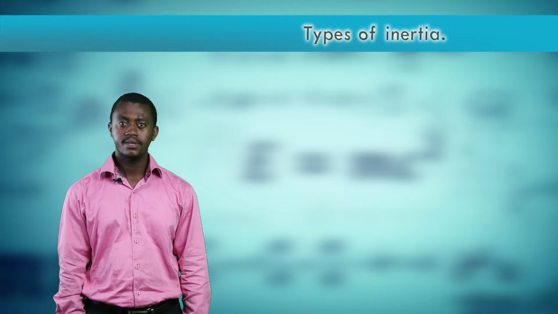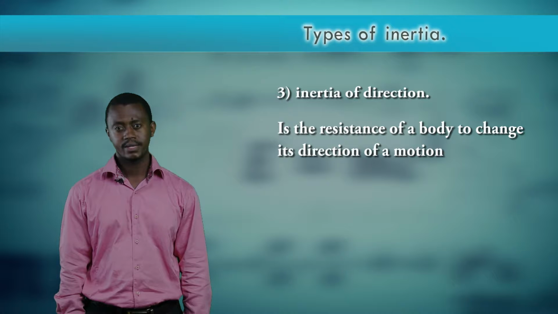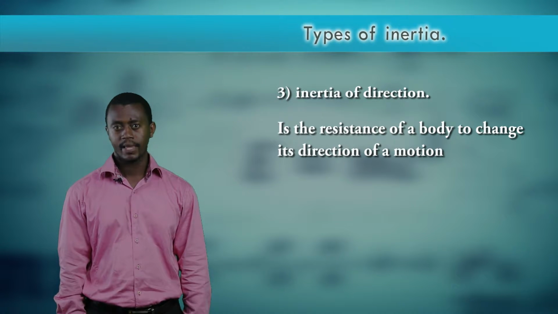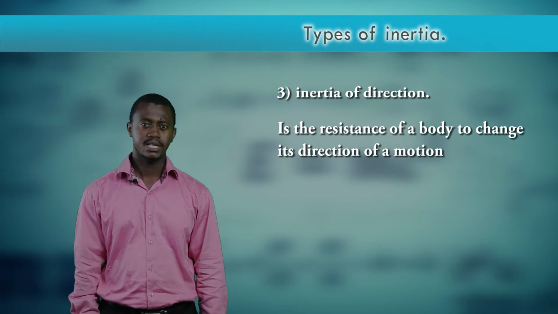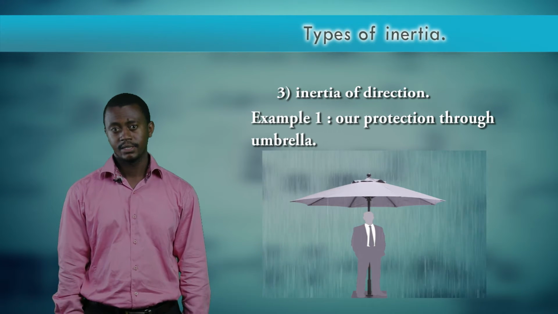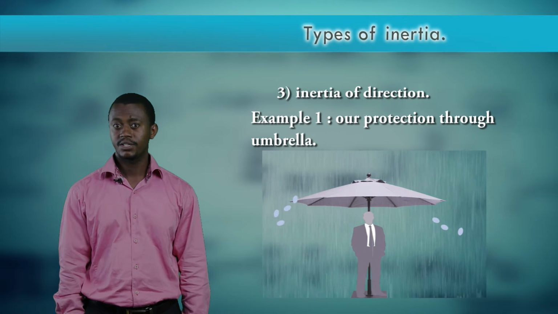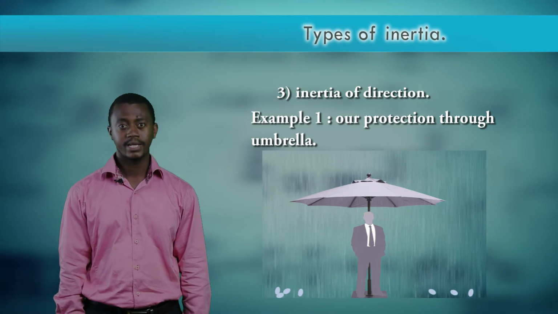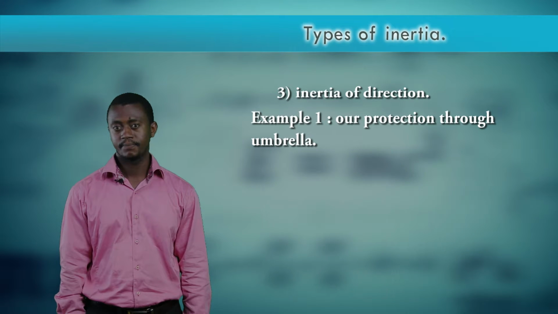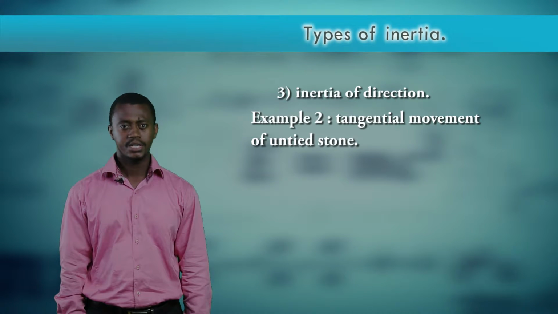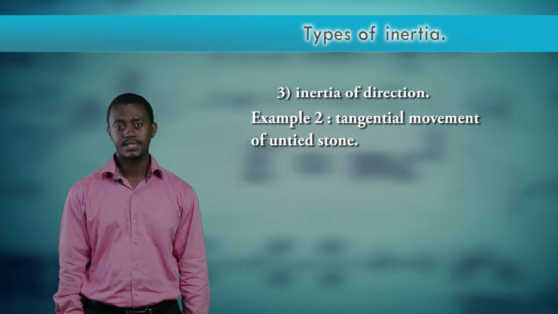The third type is inertia of direction, which is the resistance of a body to change its direction of motion. A good example of inertia of direction is our protection through an umbrella. The raindrops falling vertically downwards cannot change their direction of motion, and so cannot wet us when the umbrella is up. Another example is the tangential movement of an untied stone.